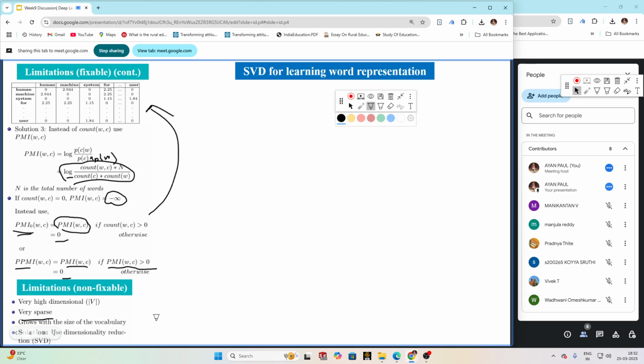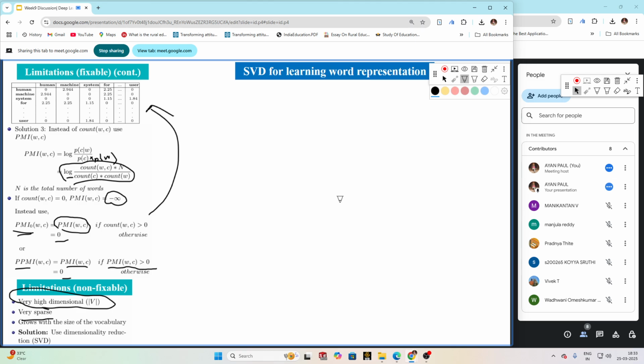So what is the solution? Whenever we have a high dimensionality problem, we go with dimensionality reduction techniques. What are the dimensionality reduction techniques? One is PCA, second is SVD. We have already discussed this in the week 5 discussion; you can see the lectures. So two methods we can apply: one is PCA and one is SVD.